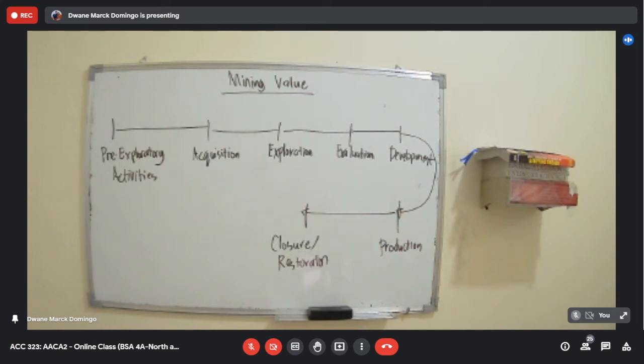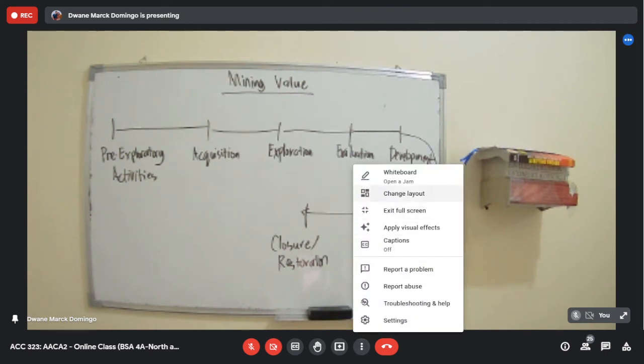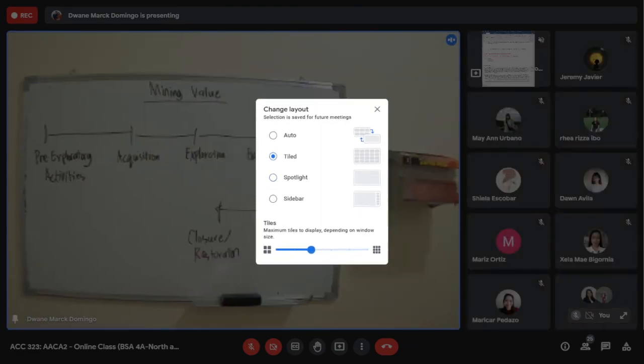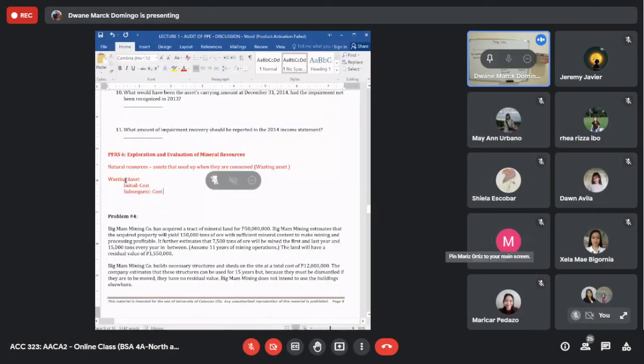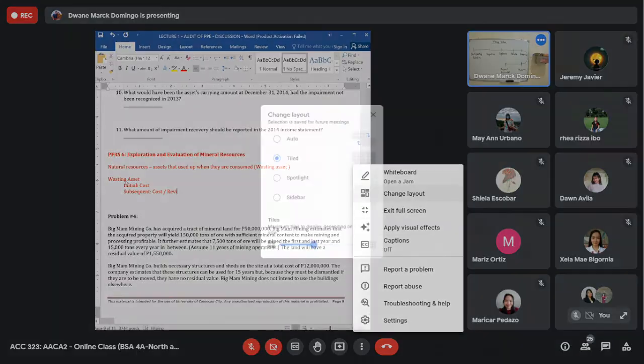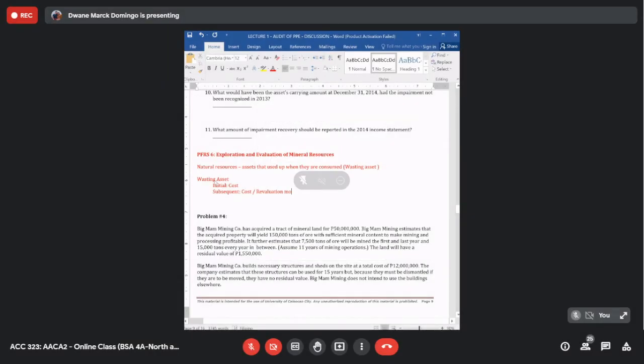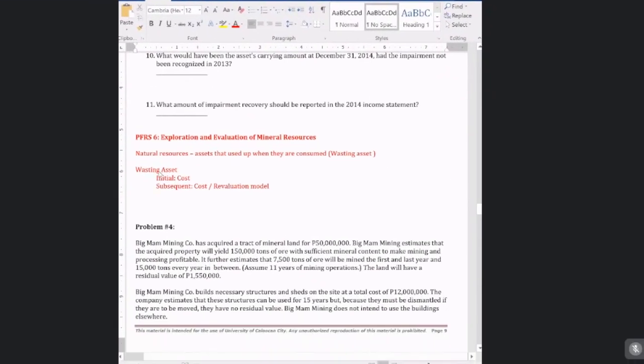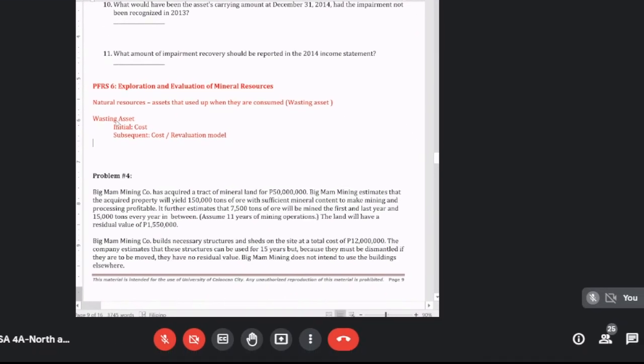So gamitin natin yung term na wasting asset. Pag-usapan natin ano yung initial measurement ng wasting asset. Initial, it is measured at cost. And then subsequent, it is either measured using cost model or revaluation model. Ayan, yun yung theory behind some of the concepts behind TFRS 6.